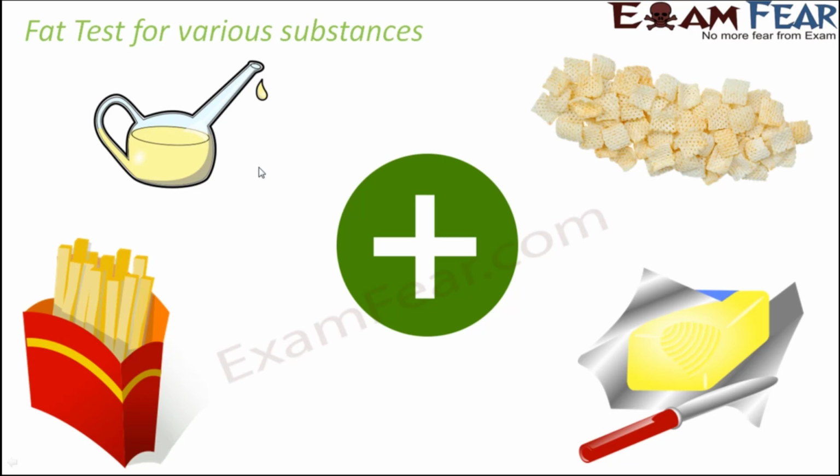Now you would have seen that this is the reason why whenever your mom prepares pakoras, what she does is she takes a tissue paper and then she puts the pakoras over there, so that the oil which is present in the pakoras should get absorbed by the tissue paper. So that is why that is done. So that's about the fat test for various substances. So with this you saw that it is very easy for us to find out whether a particular substance contains proteins or carbohydrates or fats.